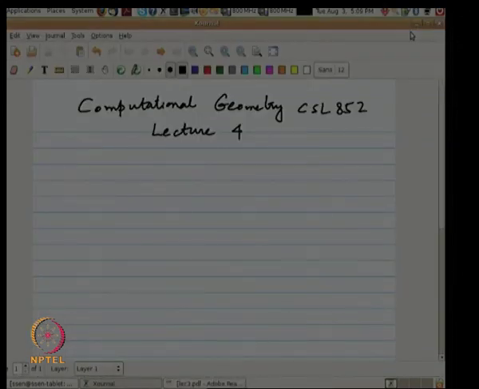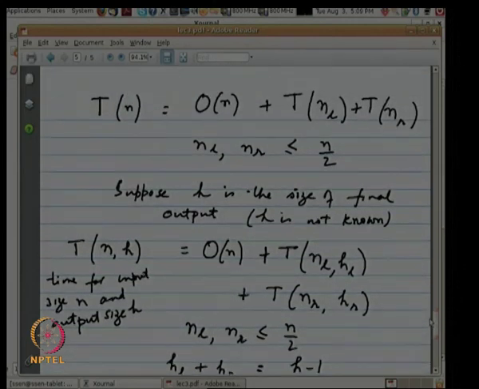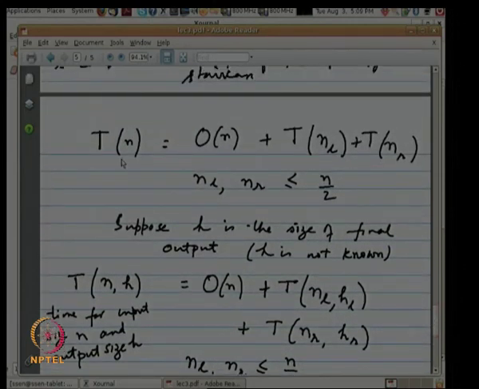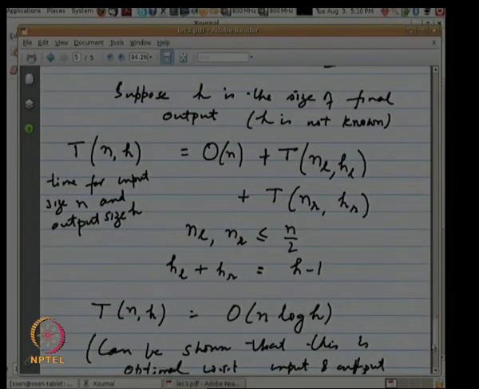So, the way I analyzed it was by writing a recurrence. This is the recurrence that I wrote: T of n equals O of n, the next one, that was only in terms of input. So, T of n comma h, where n is the input and h is the output size. Although h is unknown, I can still write this recurrence, and I claim that you can prove rigorously that this recurrence has a solution of n log h. Okay. So, this is one way of proving this bound.